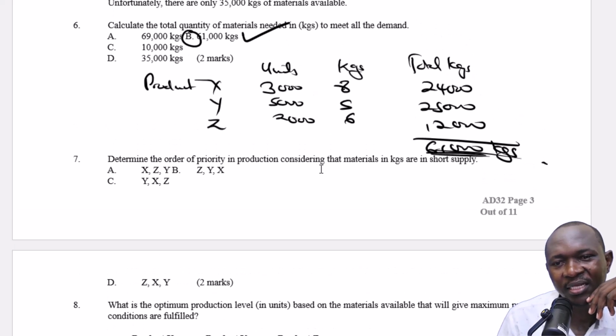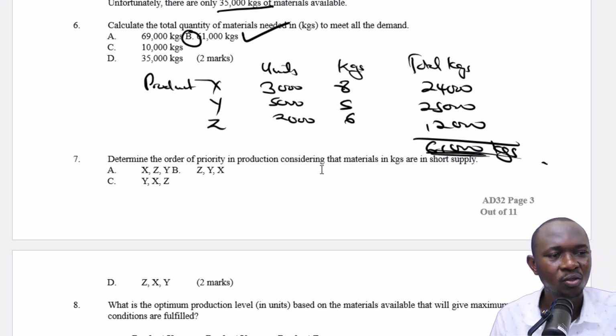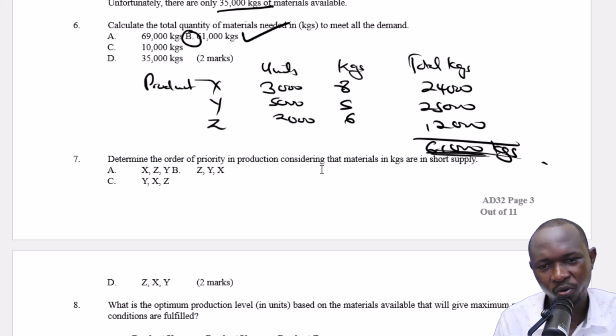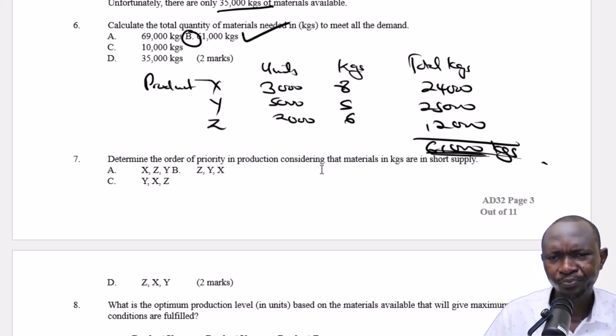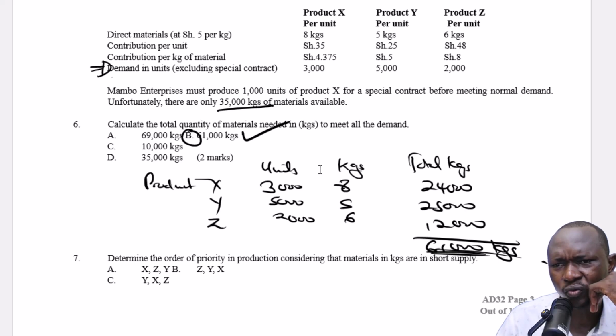Actually, we've been told that there are only 35,000 kgs, and in this case we are talking about 61,000 kgs. So determine the order of priority in production considering that materials in kgs are in short supply. In such cases, we are going to work out the most profitable and give priority to it. The best way to go about this is to assign the highest number of production to the products that are more profitable.